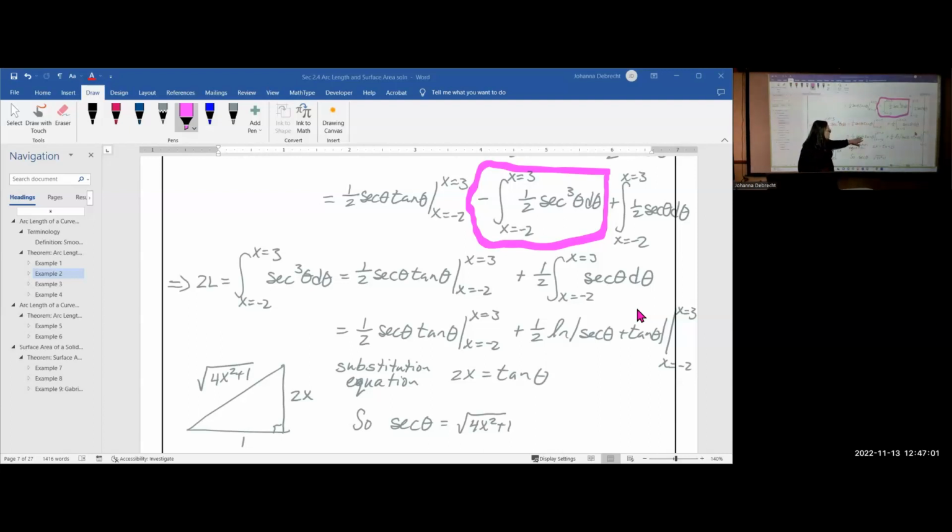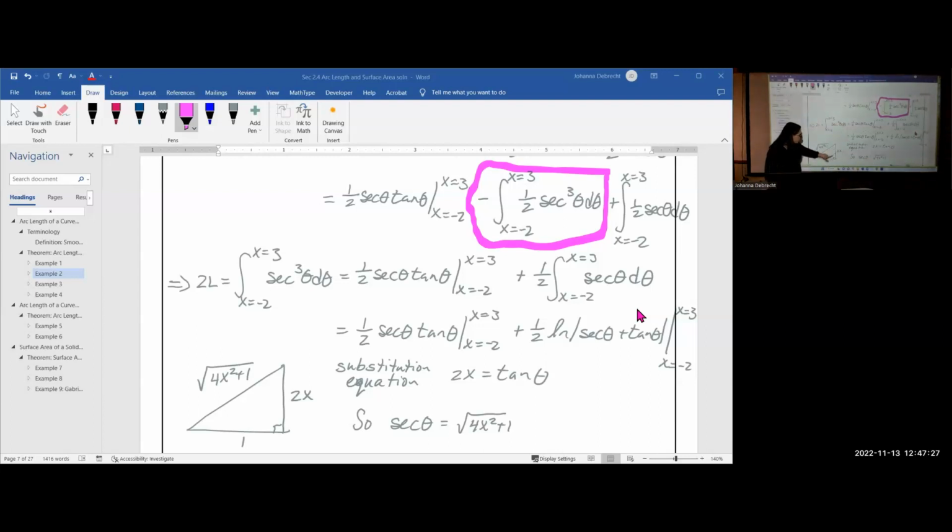So now we need to go ahead and figure out these values. So now this is not giving us the arc length, it's giving us twice the arc length. The arc length is half of this integral, but that's okay, we can keep working with it. So what we're going to do now is we're going to go back to our original substitution equation, which was 2x equals tangent of theta, draw the triangle.